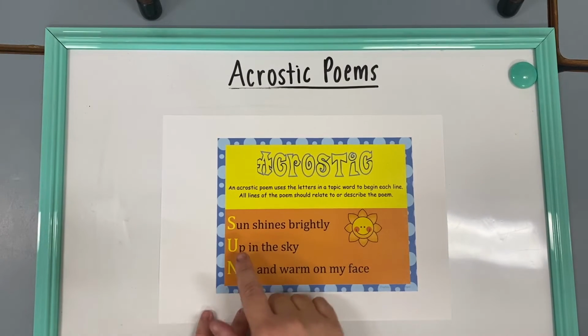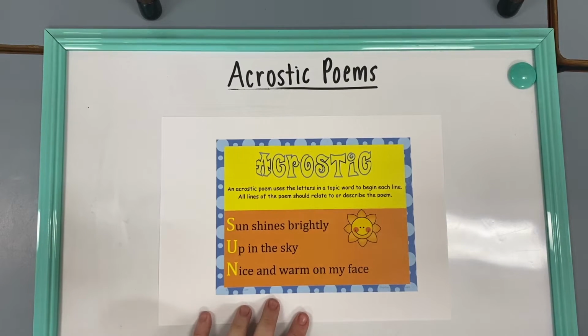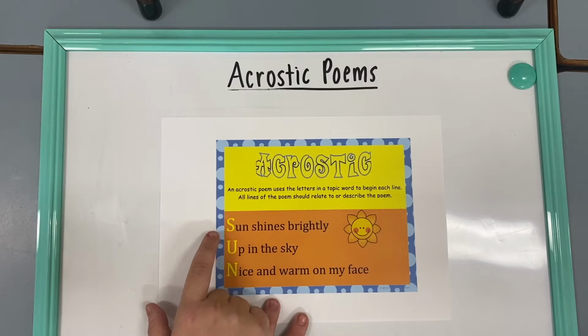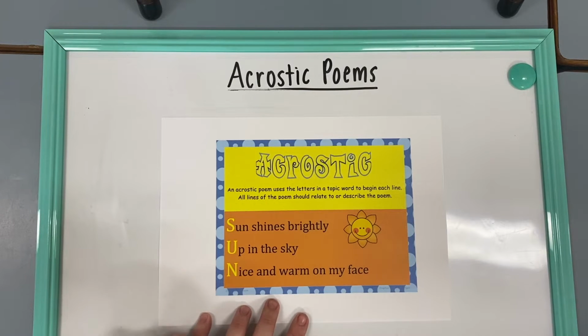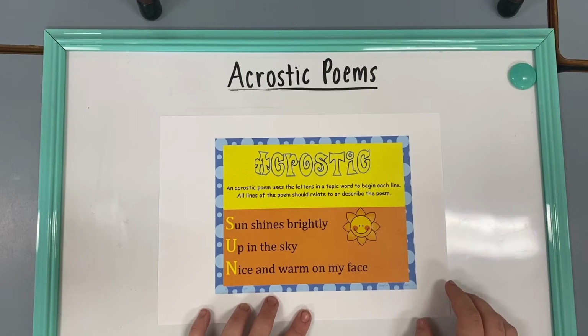Our next one here is about a sun. So same as before, all of the things that have been written are true and are a fact about the sun. So it says, sun shines brightly up in the sky, nice and warm on my face. So the person who's written this has made sure that their starting word of each phrase starts with the same letter that is in the word sun.